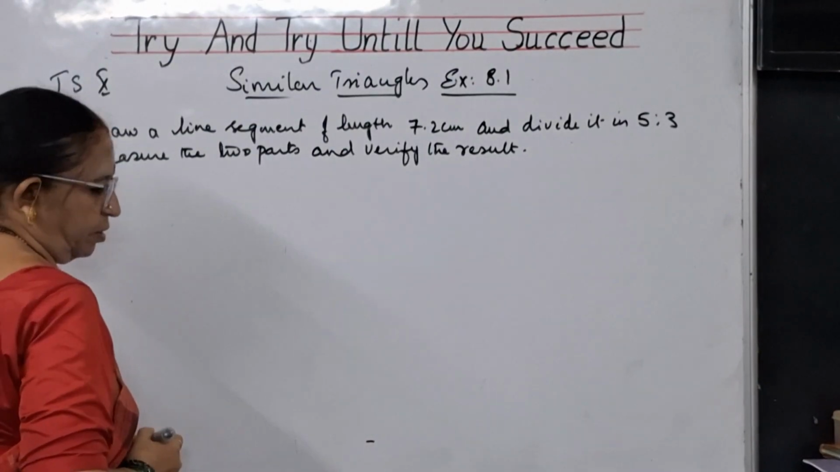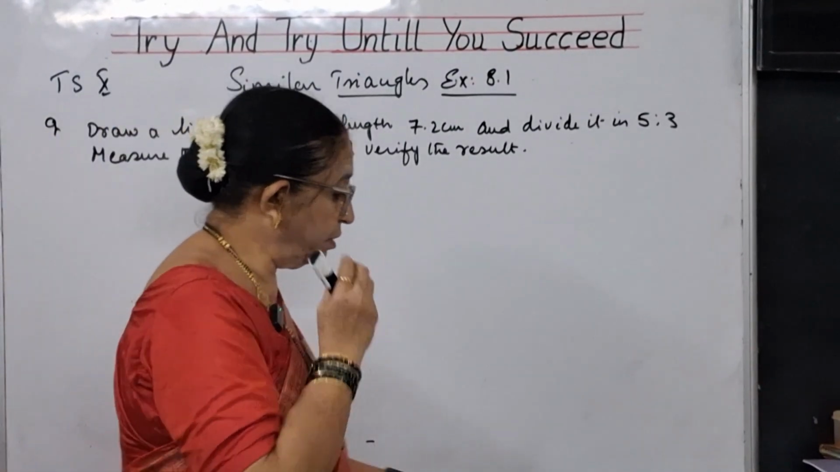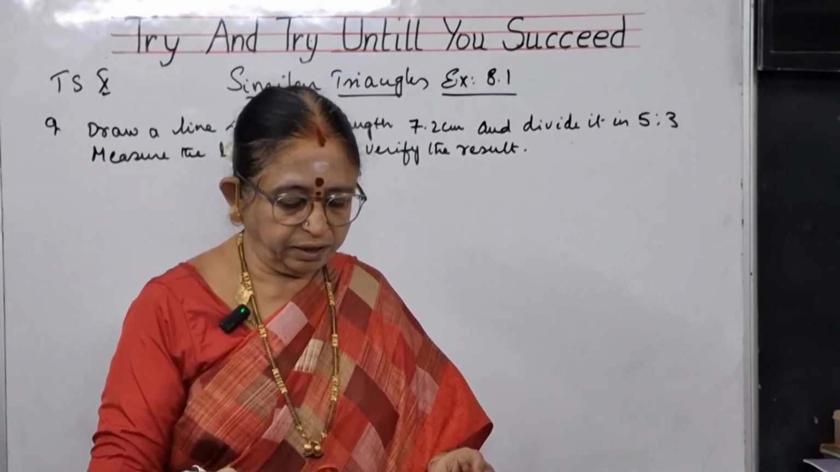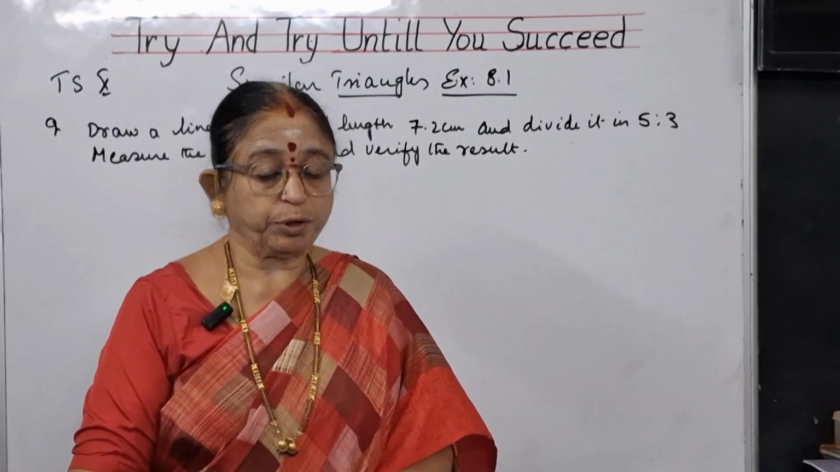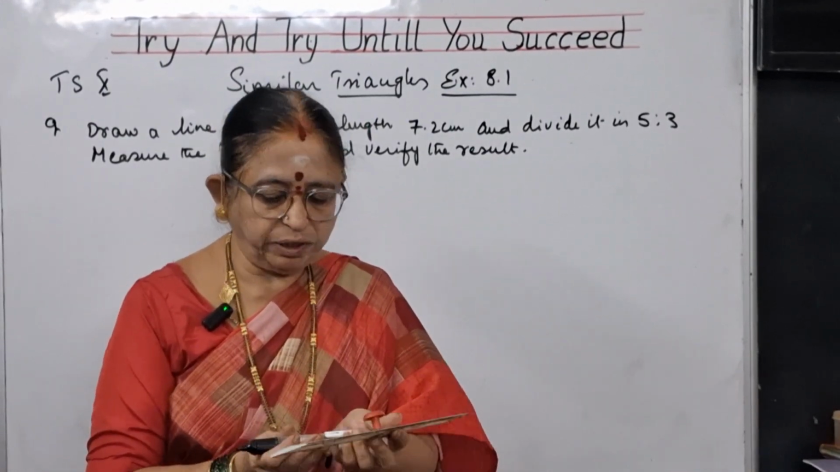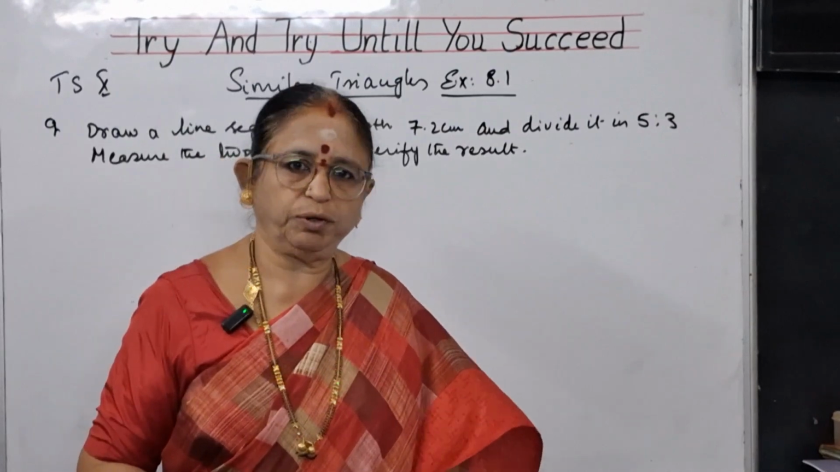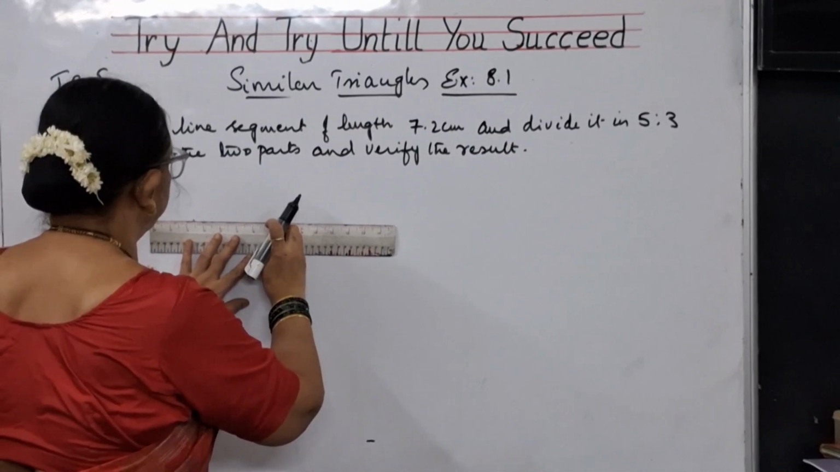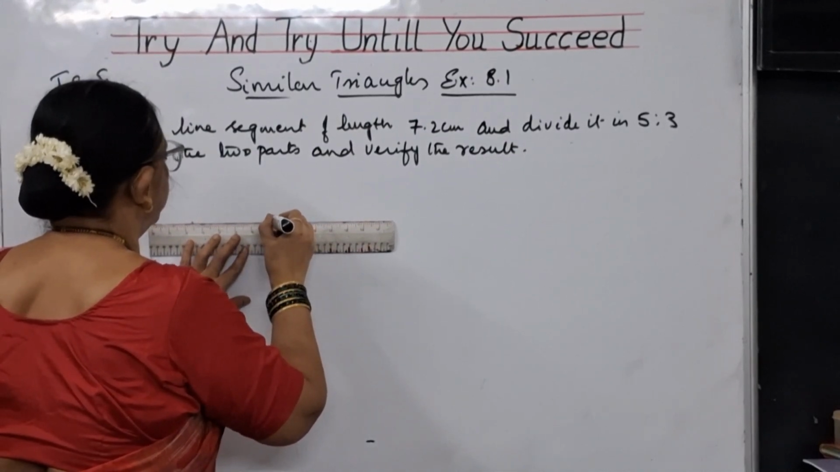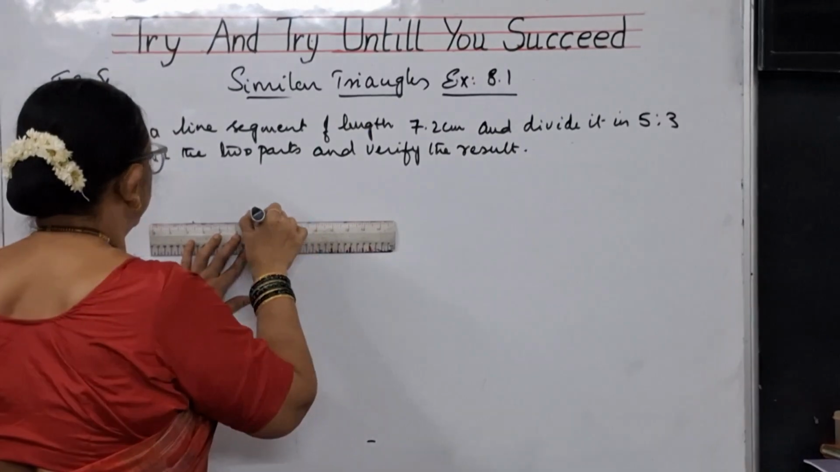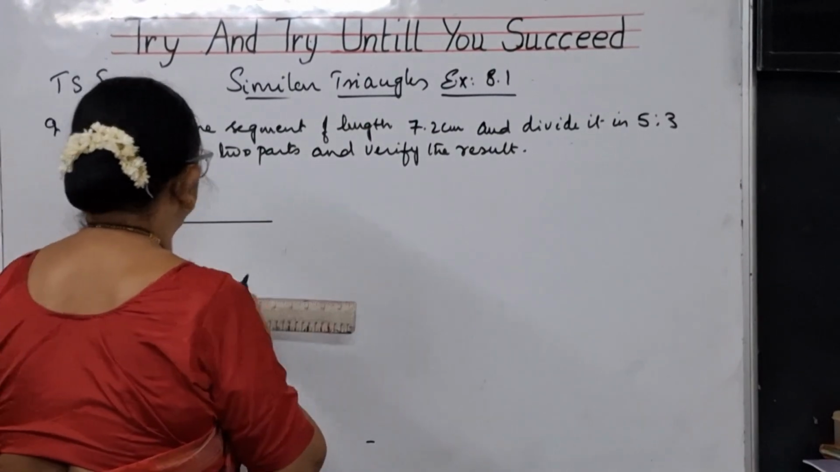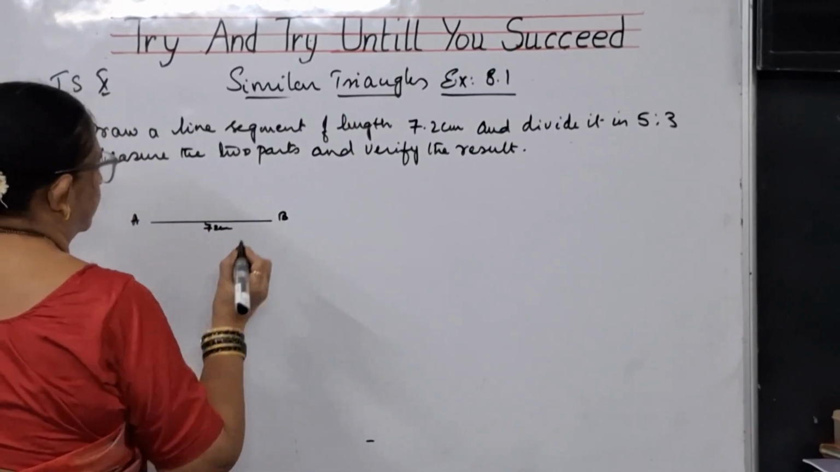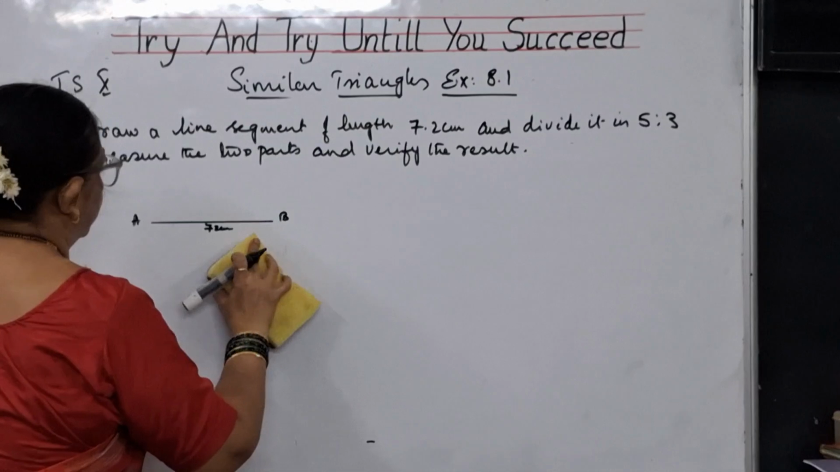And verify the result. So this is the one, children. Actually measuring and all, I cannot do it properly here because it is a board and the measurements will not be coming properly. So I'm explaining how it has to be done. Basing on this, if you do, definitely you will be getting the correct one. So first 7.2 centimeters means approximately 7.2 comes here. So this is a line segment AB, 7.2 centimeters.